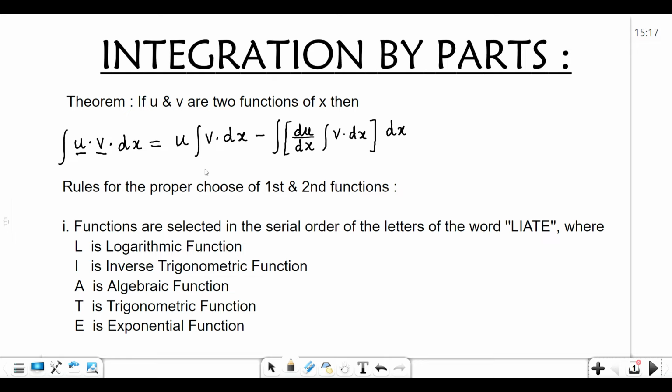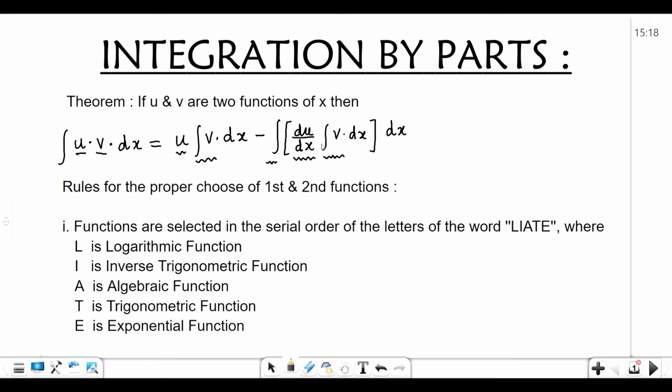So the formula here is: you keep u as it is, then integrate v, minus the integral of something in which we have two things. First we derivate your u function, and then again you integrate v. After doing this, you multiply both of these two terms and then apply the integration. This is the rule.